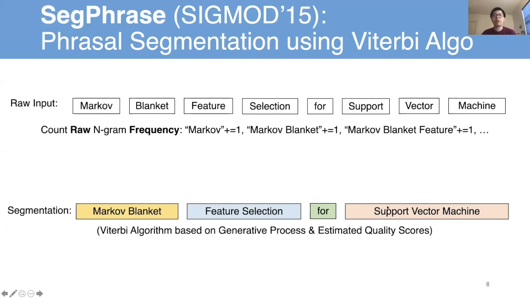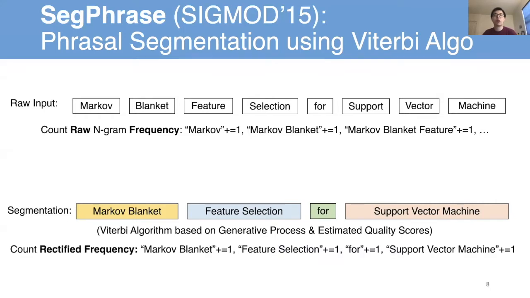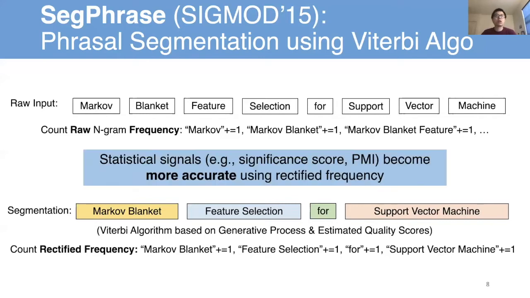Then what if we have the phrasal segmentation results? We can now compute the rectified frequency by only counting the phrases as a whole unit. If you look at this example, if we have such segmentation results, we will only increase the frequency of Markov blanket by 1. We will never touch the counter of Markov or blanket by looking at this sentence. As a result, we actually have more accurate statistical signals using this rectified frequency. Then why not? We can build a better classifier.